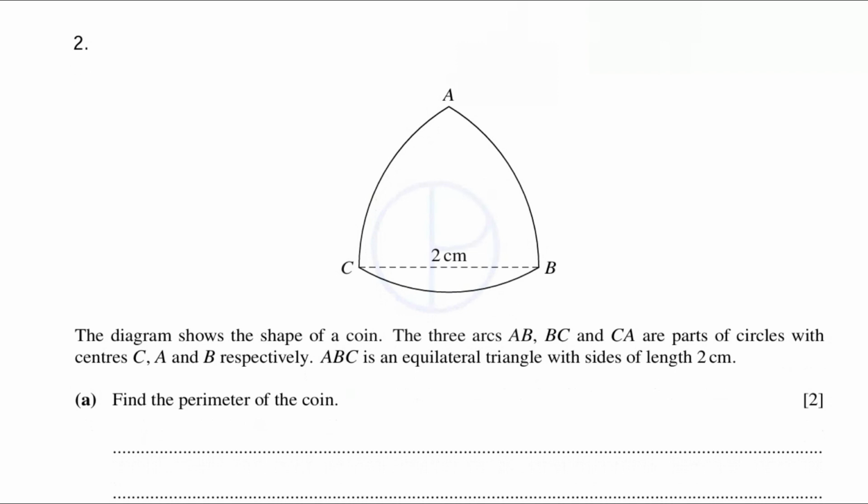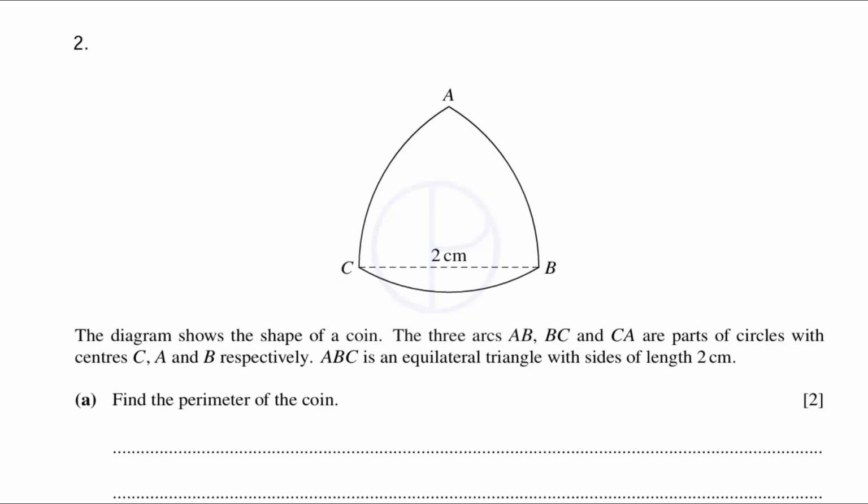The next question is, the diagram shows the shape of a coin. The three arcs AB, BC and CA are parts of a circle with centers C, A and B respectively. ABC is an equilateral triangle with the sides of length 2 cm. Find the perimeter of the coin.